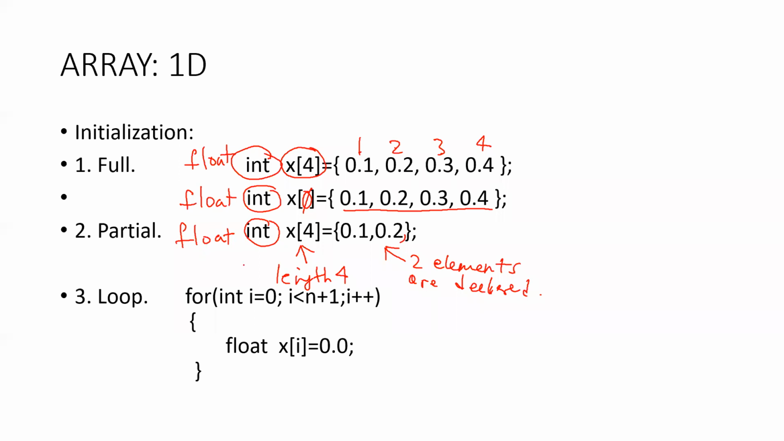Yang ketiga, saya boleh guna loop. So saya boleh guna loop. Saya kata float x of I, everything is 0. So for x from 0 to n, so 0 to n is what? N is, in this case, it should be 3. 3 plus 1. Okay. So awak pun boleh buat cara yang macam ni.